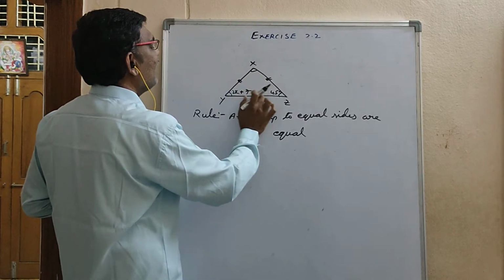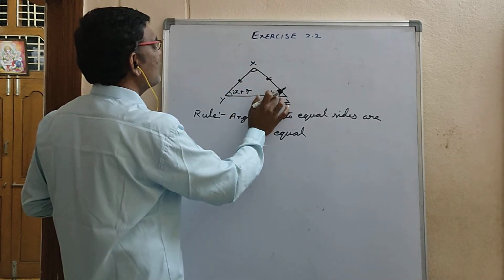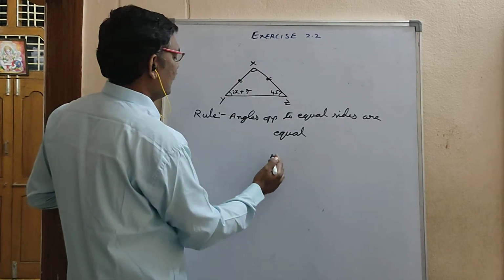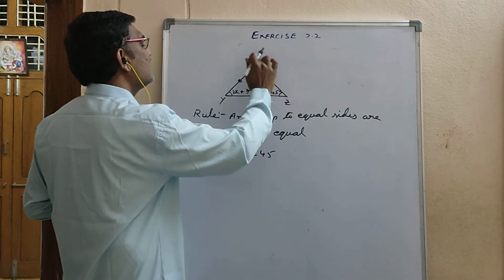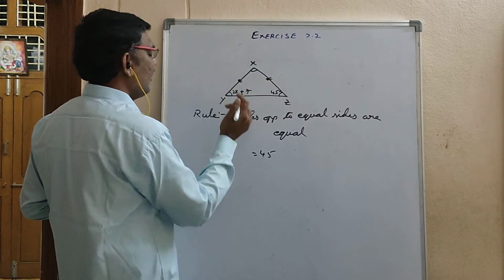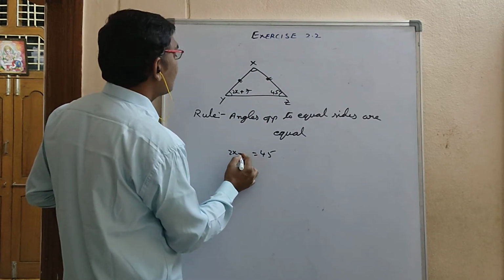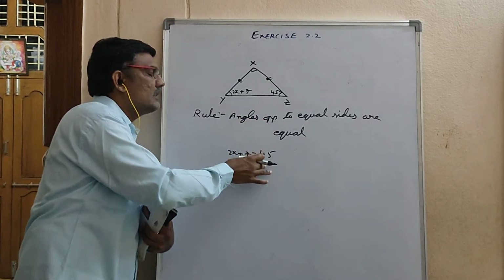So in a triangle, three angles will be there. These two are adjacent, so the remaining one is what? The opposite angle. So one opposite angle is 45 degrees. For this XZ, these two are adjacent angles. This angle will be the opposite angle, 2x plus 7. So by using this rule, I have written this one.